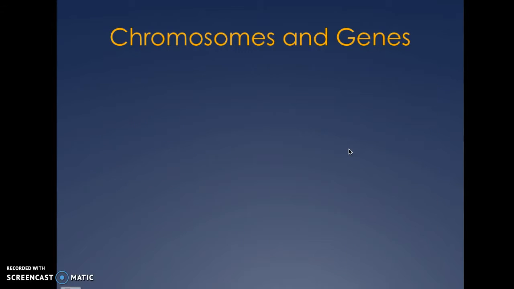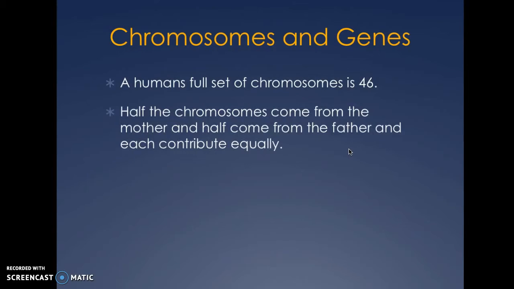Chromosomes and genes. As I said, a human's full set of chromosomes is 46. Half the chromosomes come from the mother and half come from the father, and each contributes equally. So each of you here in front of me, including myself behind the computer here, is 50% my father, 50% my mother.